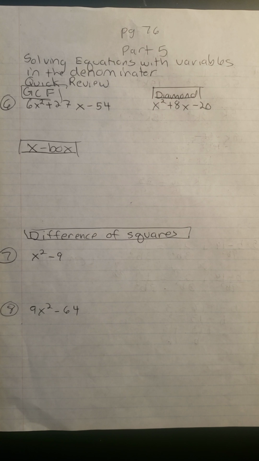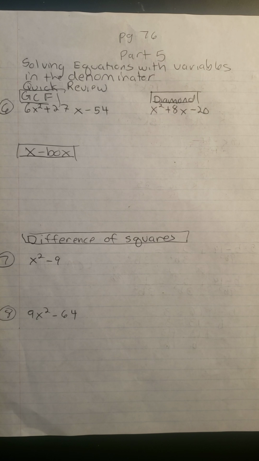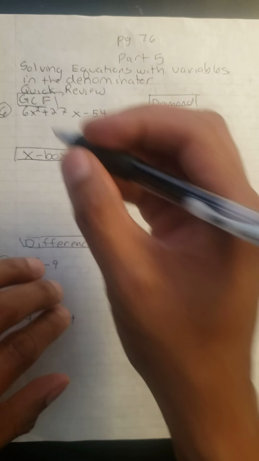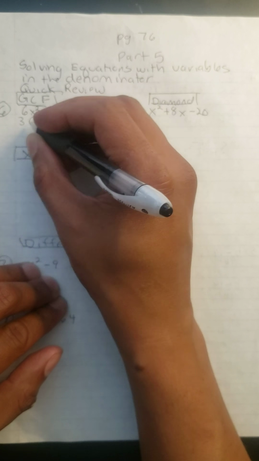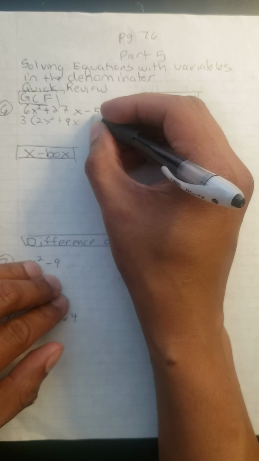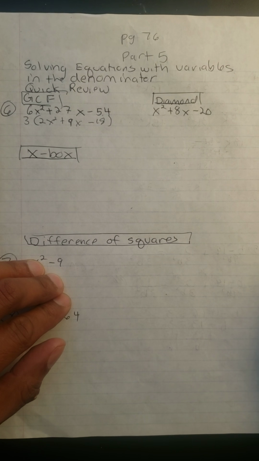So we want to look at the GCF of 6x squared plus 27x minus 54. So obviously our GCF here is going to be 3. You can factor out a 3 and you're left with 2x squared, and you can factor out 3 here, you're left with 9x. And you factor out a 3 here, you're left with negative 18.